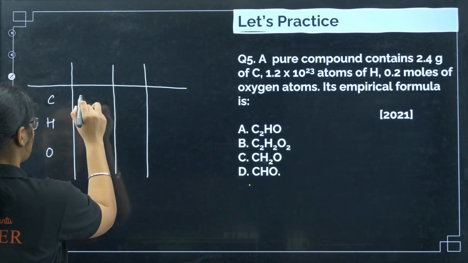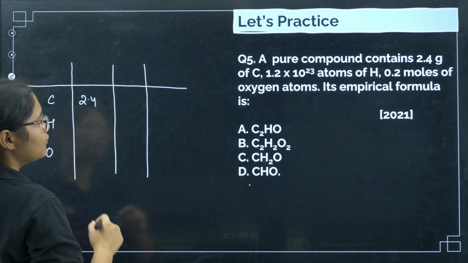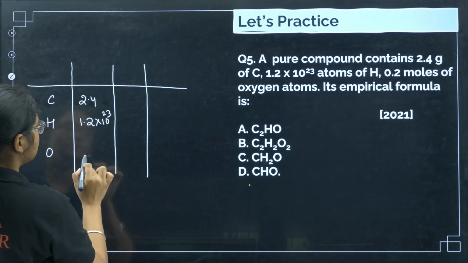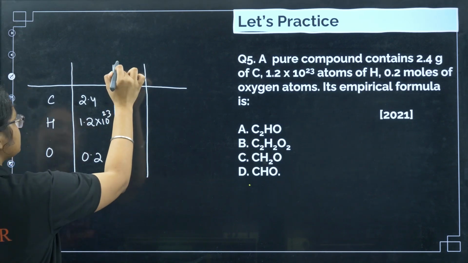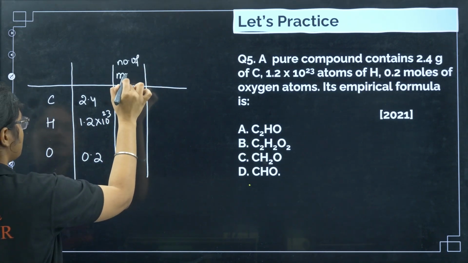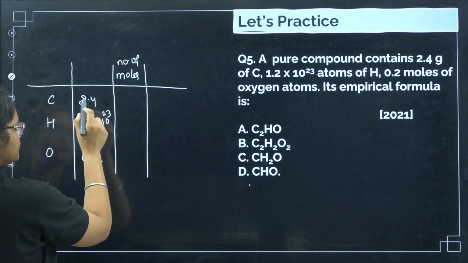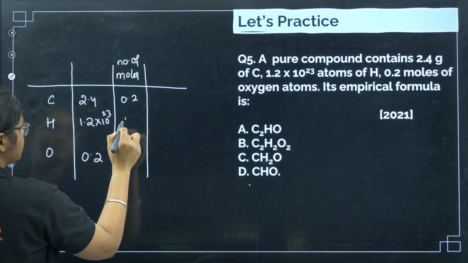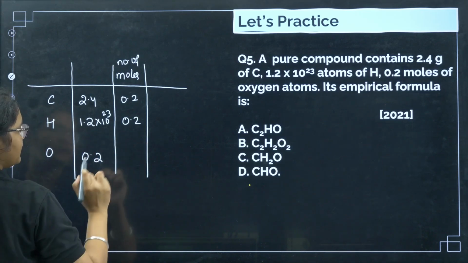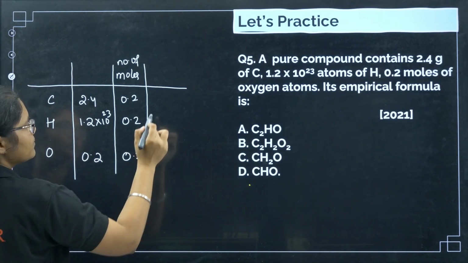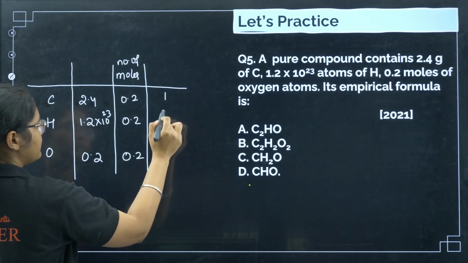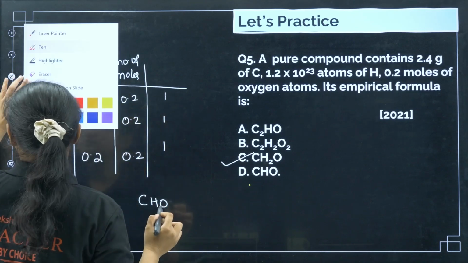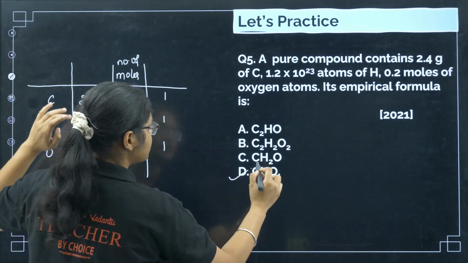So what is the mass of carbon here? 2.4 gram. For hydrogen, 1.2 into 10 to the power 23 atoms are given, and oxygen 0.2 moles are given. Then what is the number of moles in each of them? So for carbon, given mass by molar mass, so 2.4 divided by 12, that is 0.2. Then for hydrogen, 1.2 into 10 to the power of 23 divided by 6 into 10 to the power of 23, this is also 0.2, and oxygen is also 0.2. So if I divide the smallest number into all of them, I will get 1 1 1. So the empirical formula is CH4, sorry, not this one, CHO, that is option number D.